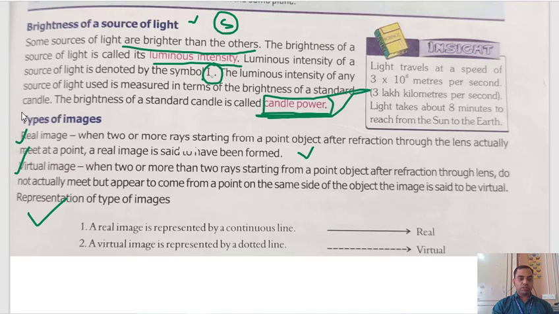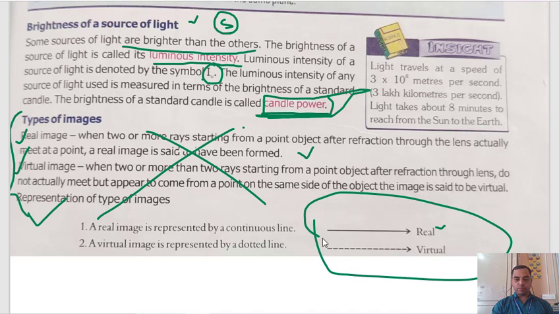About this we will discuss in the next class. Right now don't concentrate here. In the next class we will discuss this one in detail. So this is the real image, the real diagram, the real ray, and this is the virtual, this is the dotted one. For now, just remember this one. There are two types of image: one is a real image, one is a virtual image. What is real, what is virtual, and what are the things, we are going to discuss in the next class.